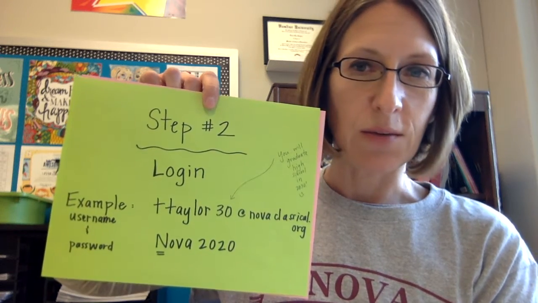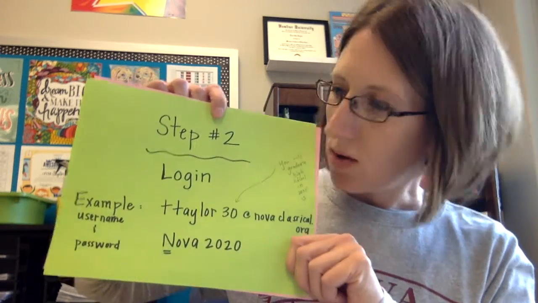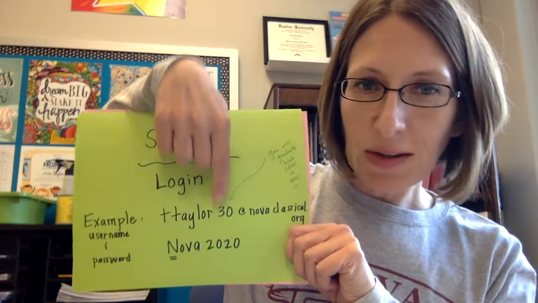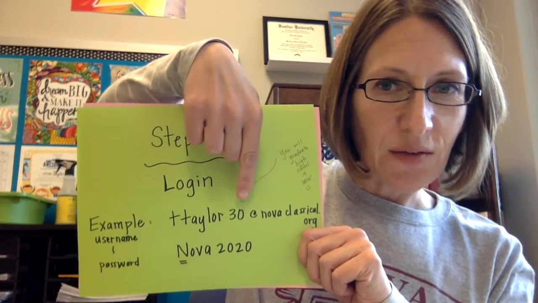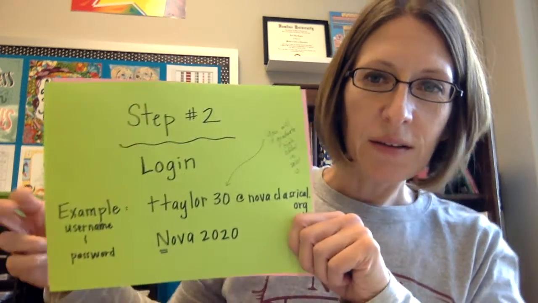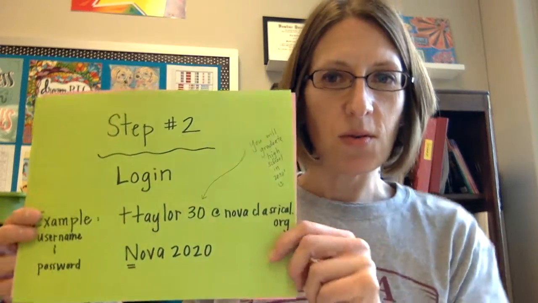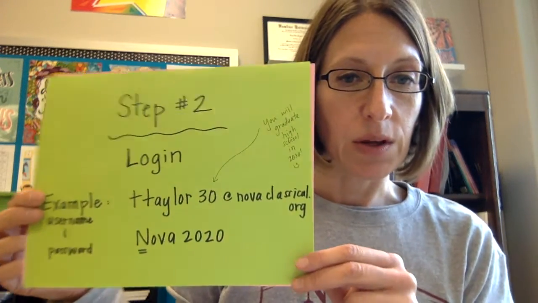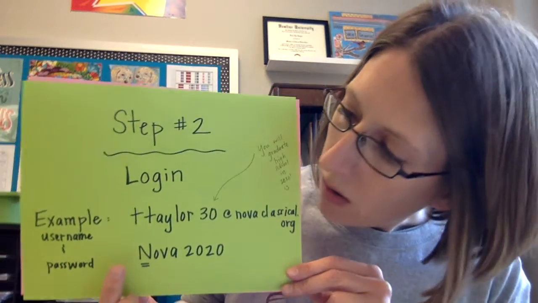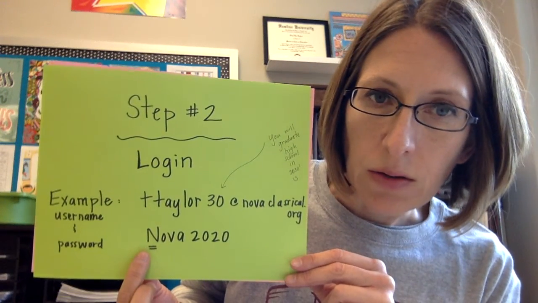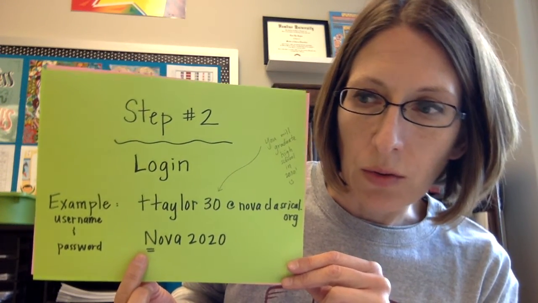So I was saying with my homeroom students that that's pretty neat that you guys are going to graduate from high school in the year 2030. What a fun number to be like. 2030. Woohoo. All right. And then the password is Nova, capital letter, 2020 to get into your Google Classroom account.